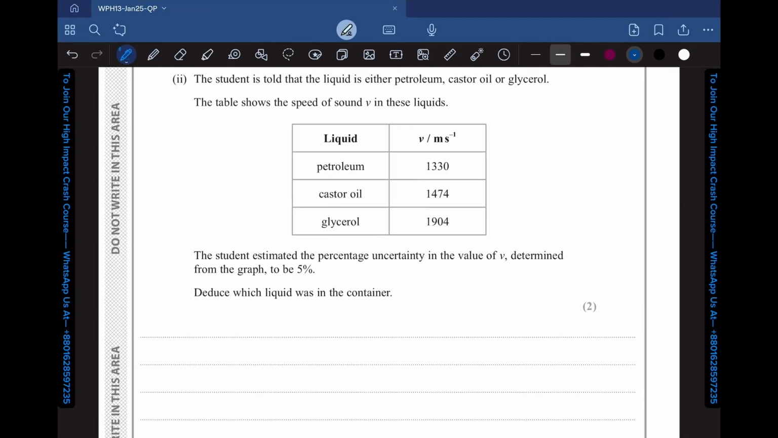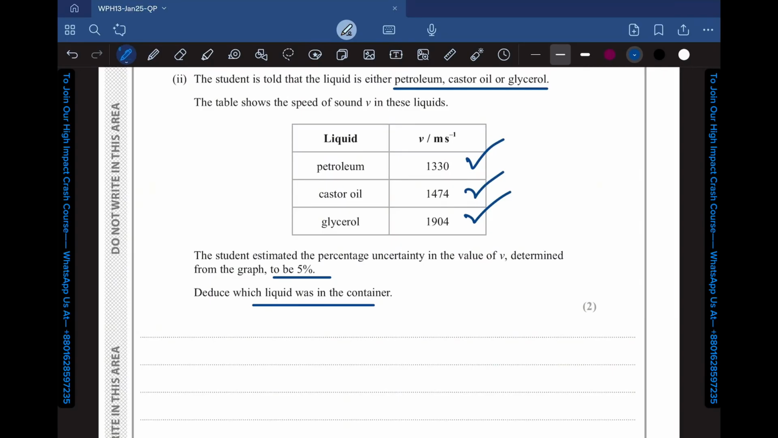It says the student is told that the liquid is either petroleum, castor oil or glycerol. All right, the table shows the speed of sound in these liquids. Okay, this is the speed of sound. Estimate that the percentage uncertainty in the value of v determined from the graph is 5%. Deduce which liquid was in the container. So which liquid was in the container actually.